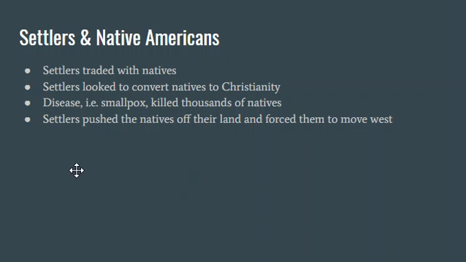So when the settlers came here, like the Spanish, the English, the French, it didn't matter if there was Native Americans living here, they would simply say, we want this land, and they would force them to move elsewhere.